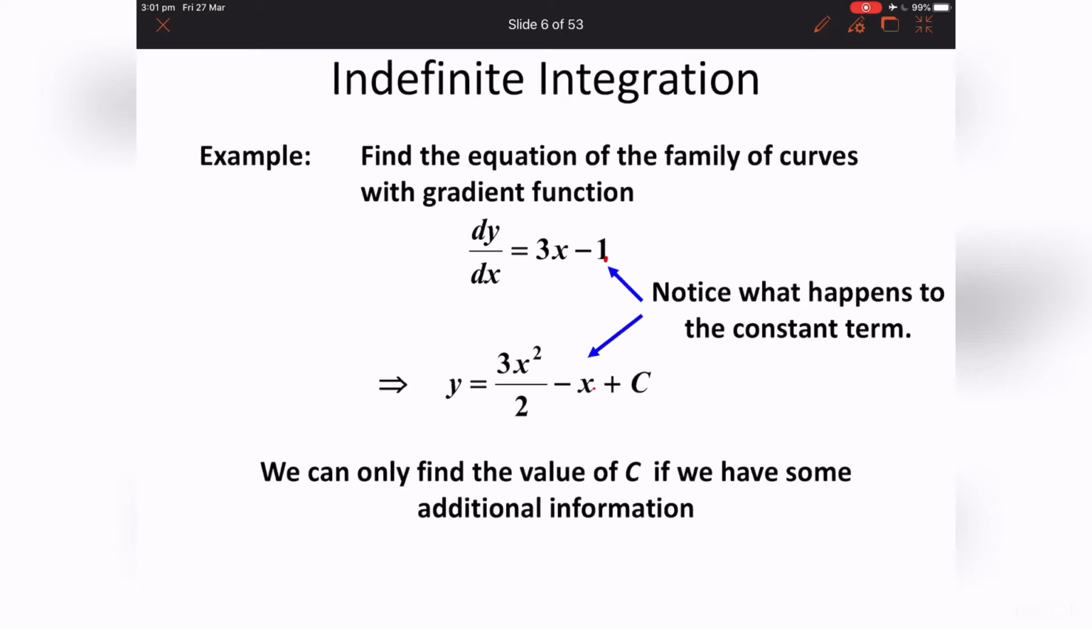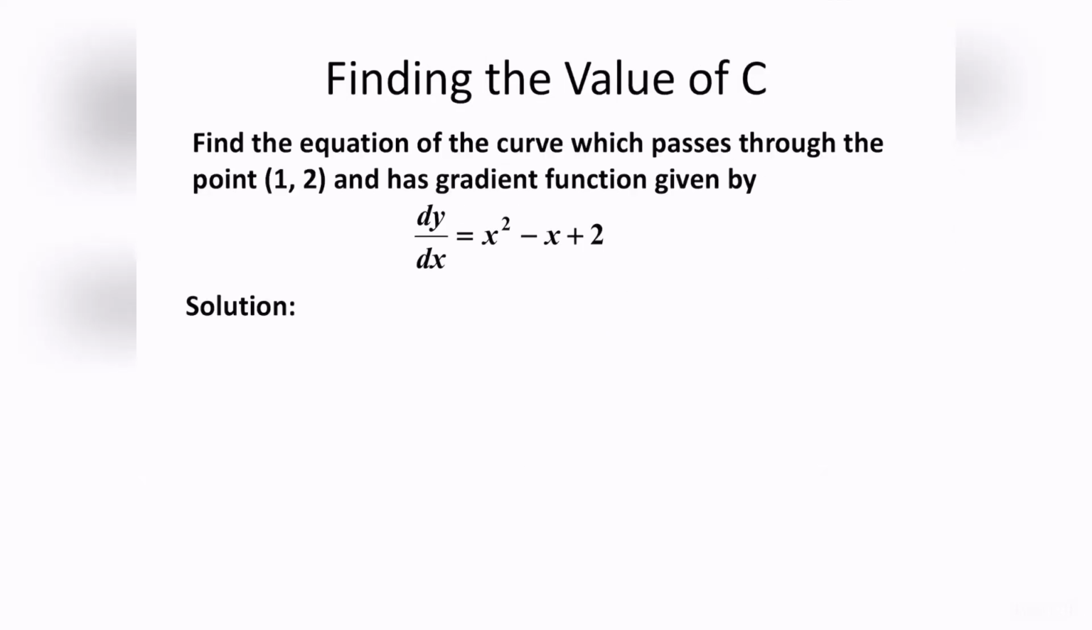Right, so finding the value of c. How to find the value of c? Find the equation of the curve which passes through the point 1, 2. So that's the x and that's the y, and has a gradient function given by dy over dx equals x squared minus x plus 2. So to find the equation of the curve, that means we need to integrate, or we do the reverse of the differentiation.